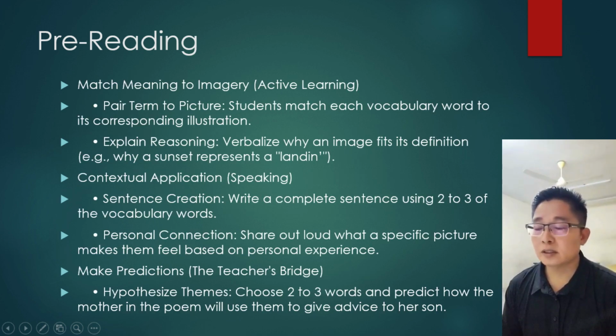The students will continue the activity by matching the meaning to imagery. This is active learning. Alright, so they need to pair the term to picture. Students match each vocabulary word to its corresponding illustration. Okay, and then explain reasoning. They need to verbalize why an image fits its definition. For example, why a sunset represents a landing.